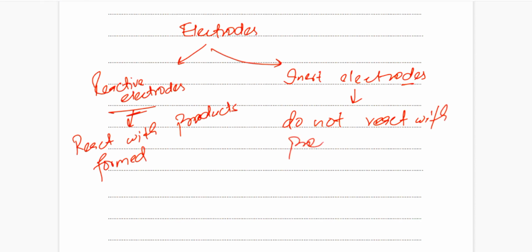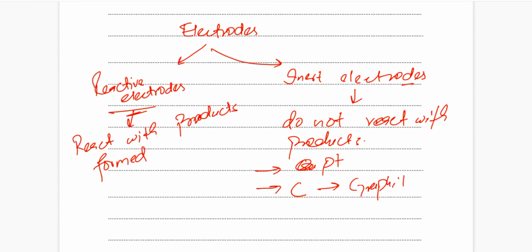with the products formed. Mostly we use platinum, which is inert. And second is carbon in the form of graphite. It can conduct electricity because of free electrons, one free electron on each carbon atom. Being a non-metal but having free electrons, it can conduct electricity. Platinum is a metal, it can also conduct electricity, but these do not react with the product, so that's why they are called inert electrodes.